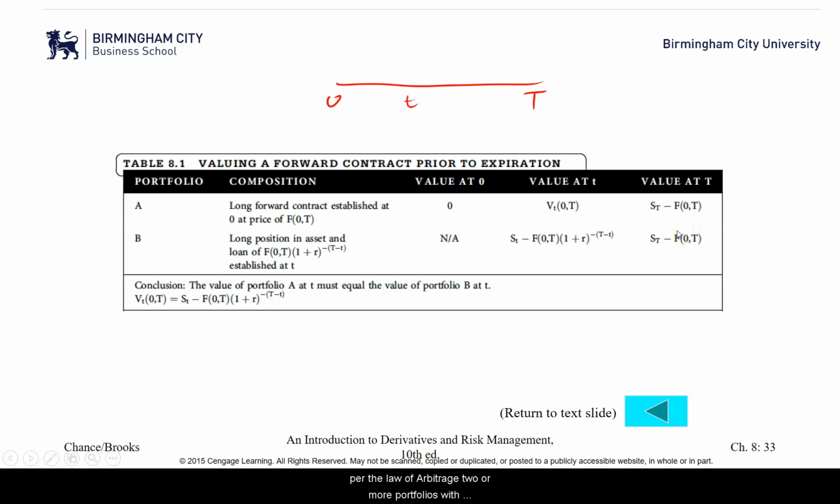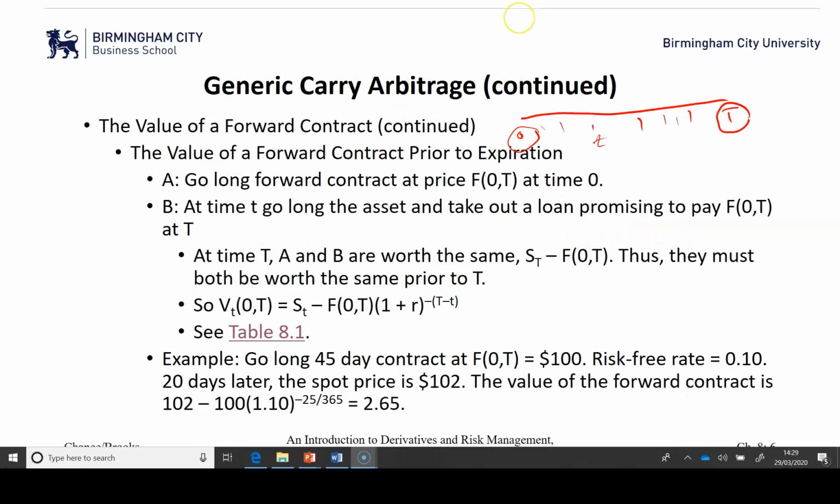And as per the law of arbitrage, two or more portfolios with identical payoffs should have the same price. In other words, if we want to value the forward contract here, we can say that the value of a forward contract at time t is equal to the spot price of the underlying at time t before expiration minus the present value of the forward price at time t again.